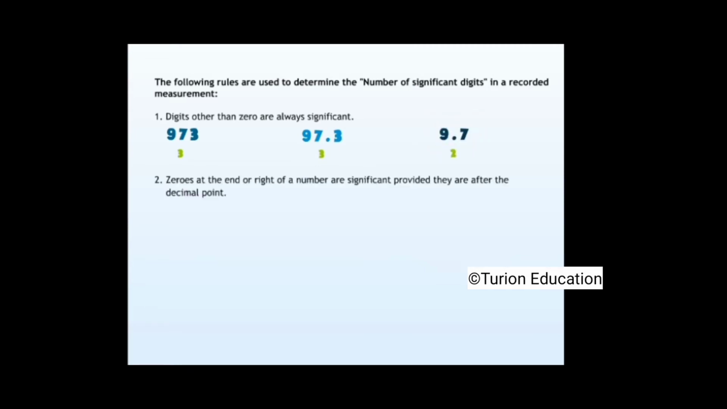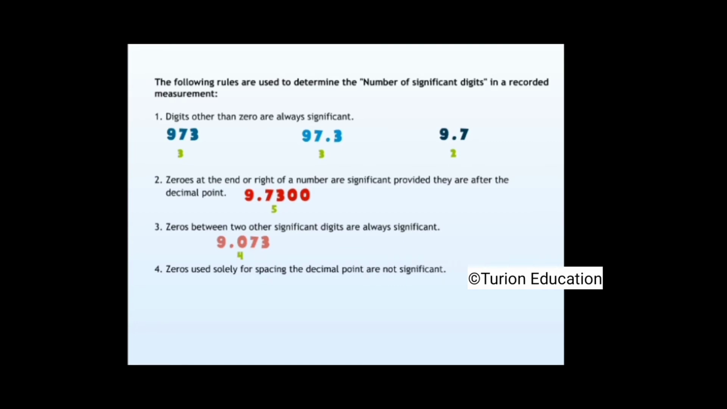Zeros at the end or right of a number are significant provided they are after the decimal point. 9.7300 has 5 significant digits. Zeros between two other significant digits are always significant. 9.073 has 4 significant digits. Zeros used solely for spacing the decimal point are not significant. 3000 has 1 significant digit. 0.00973 has 3 significant digits. The zeros are placeholders only.